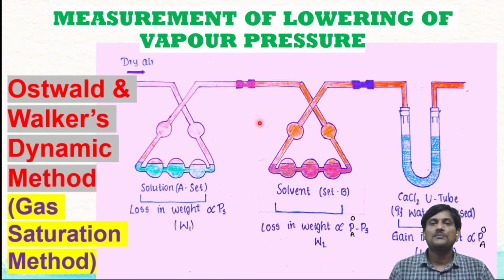In the previous video, I explained the lowering of vapor pressure, relative lowering of vapor pressure, and also Raoult's law. In this video, I am going to explain the methods which are used for the measurement of lowering of vapor pressure. Mainly, I will explain Oswald and Walker's dynamic method for the measurement of lowering of vapor pressure.